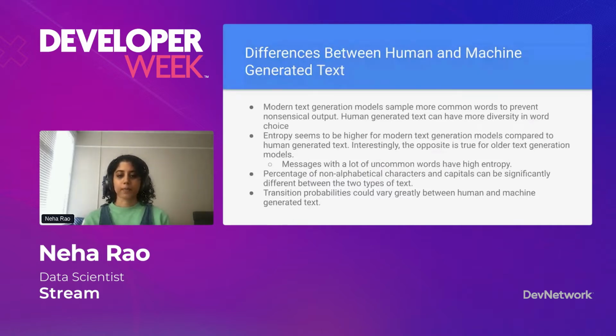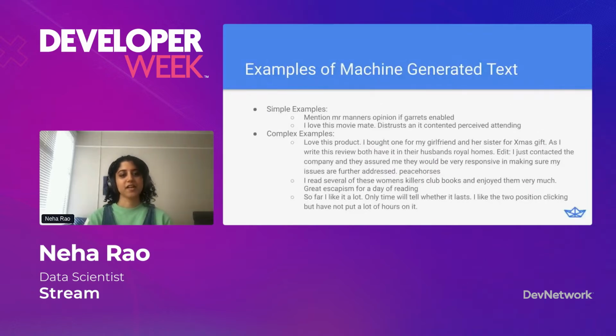Uncommon transitions with high probabilities could be quite common in messages from older text generation models. For newer ones, it could be that very common transitions have abnormally high probabilities. So yeah, let's talk about these techniques a bit more. Oh, sorry. Before that, I'll show you some examples of machine-generated text.